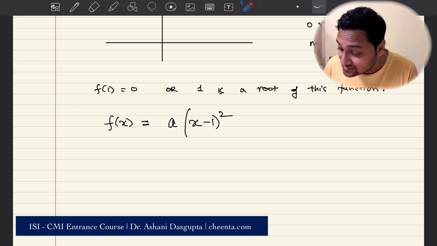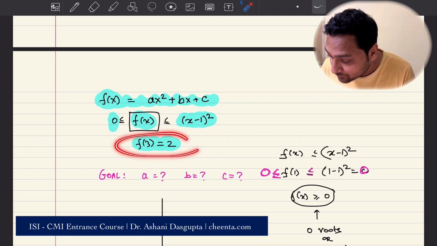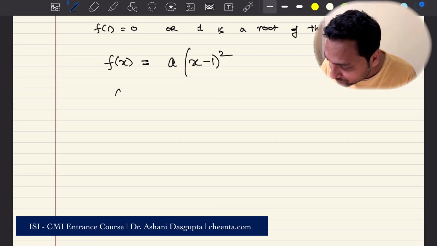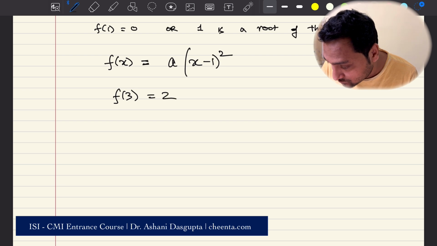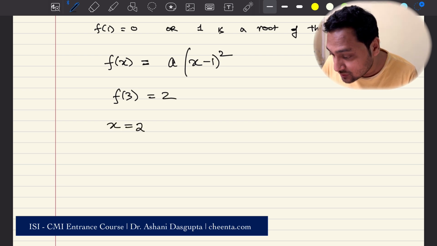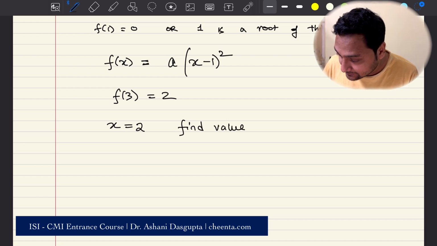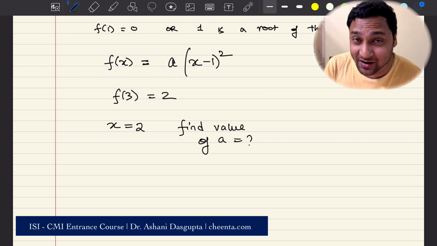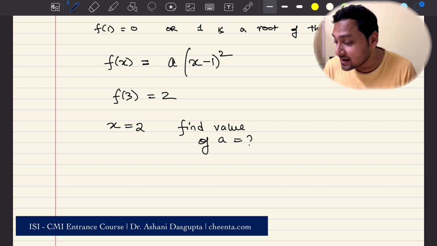So now we use the last condition, which is f of 3 equals 2. So plug in x equals 3 and find the value of a. This is the challenge that I give you. It's just one line, the last line of the problem. I think you can do it.